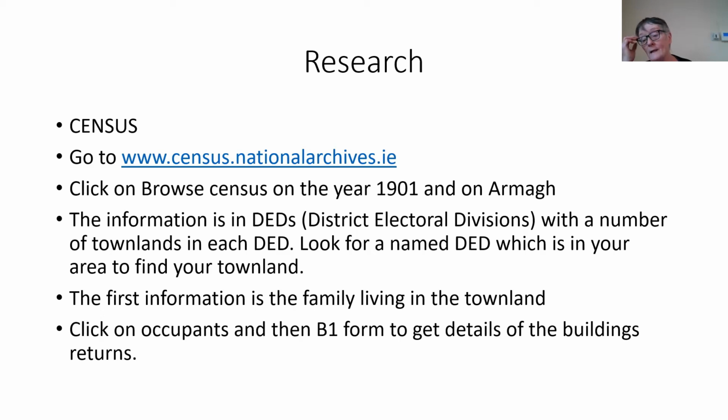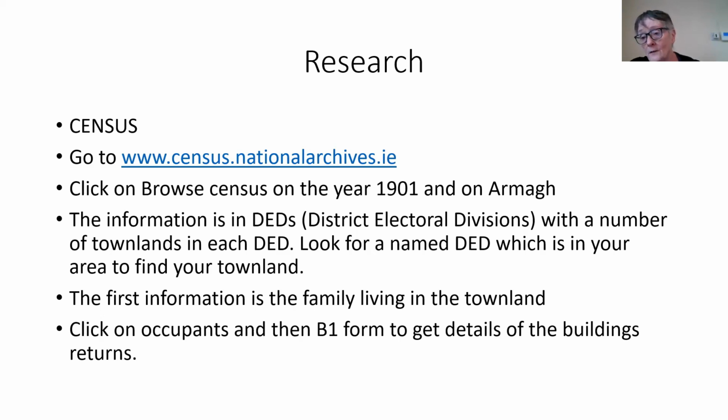The second thing you can get, if you click on occupants, which is a transcribed printed form of that census material, and scroll down to the B1 form, it will give you a detail of the buildings in that townland. So you can find out if your townland had first class, second class, third class, or fourth class houses. You'll find in the South Armagh area, which would have been a relatively poor area, that a lot of the houses were of poor standing. So there weren't a significant number of first class houses within South Armagh. So this gives you all of the information, not only for your own family and the circumstances that your own family were living in, but it gives you information on the housing and the housing stock of the entire townland.